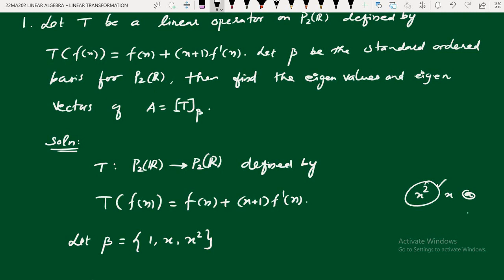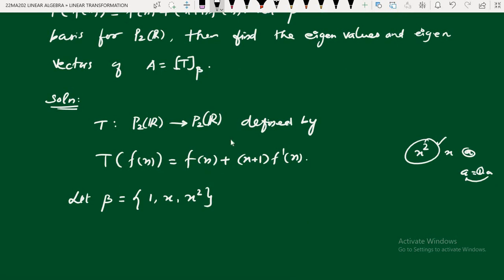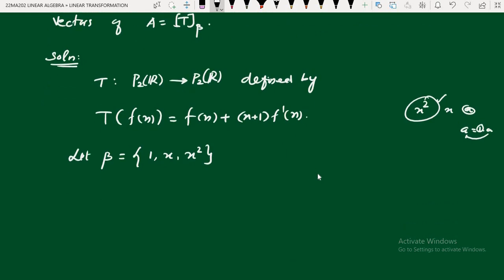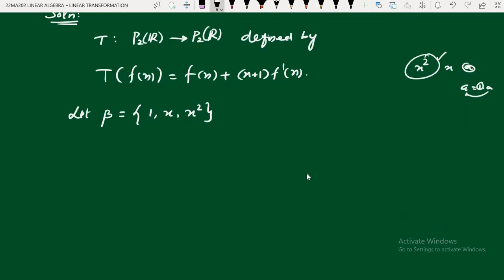Here any constant a is created by using 1. 1 into a equal to a. So using 1 we can generate any constant. That's why 1 is an element in a basis. So 1, x, x square are the basis elements to generate the set of all vectors in P2 of R. Now this is our basis. Now using this basis and using this definition of T of f of x, we need to find a matrix. So shall we proceed here?